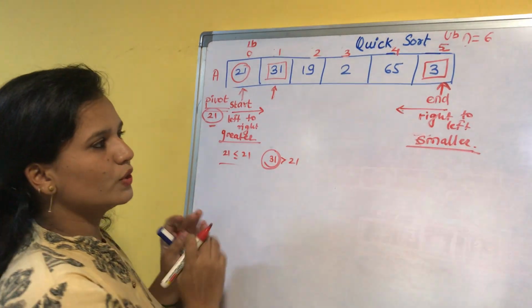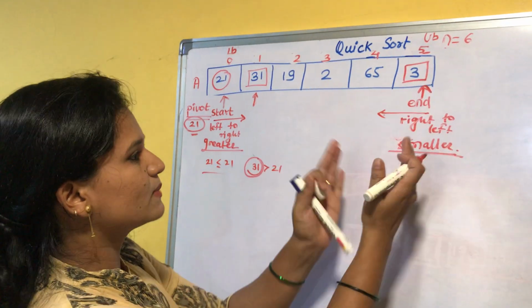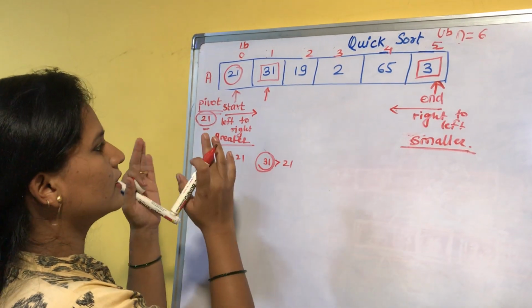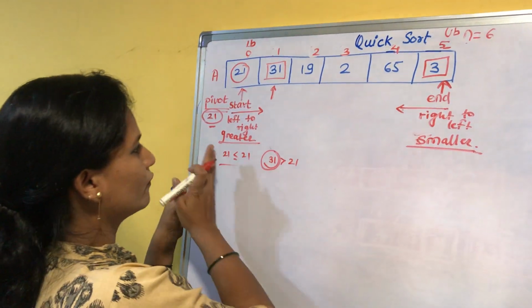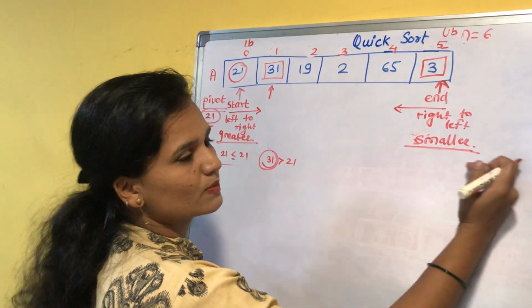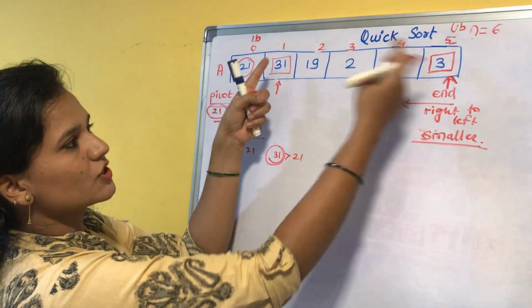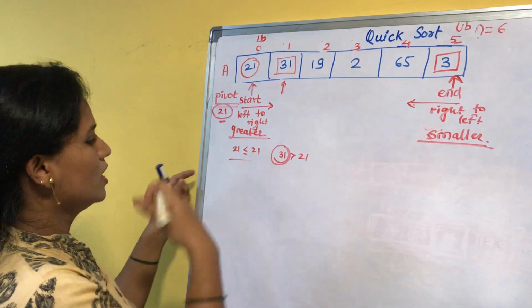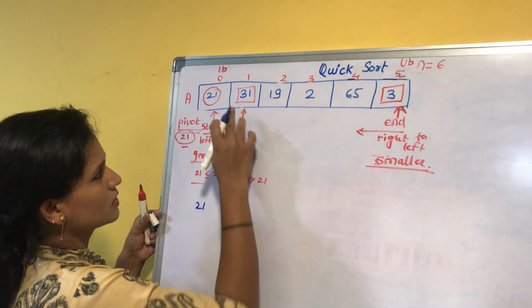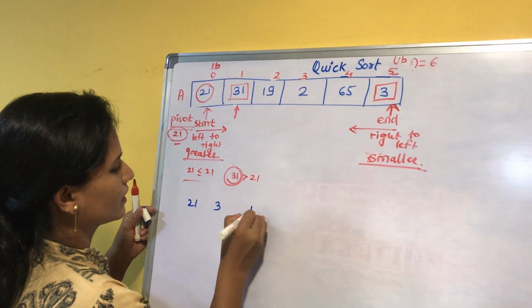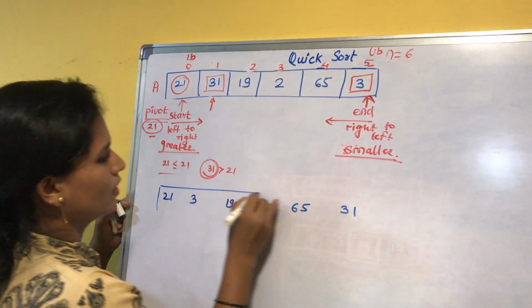Why am I doing this greater and smaller? Because I want all the smaller elements on this side and all the greater elements on that side. That's why I am looking for the greater element from this side and the smaller element from this side. Now I have got the greater element 31 and the smaller element 3. So I'll exchange, or swap, these two elements. So next I'll get the array here: 21, swap this 3, 19, 2, 65 and 31. So this is your next array.